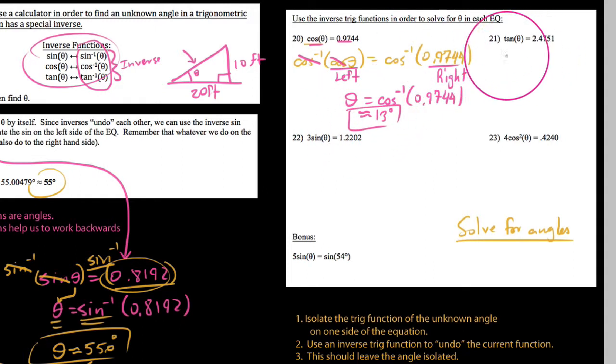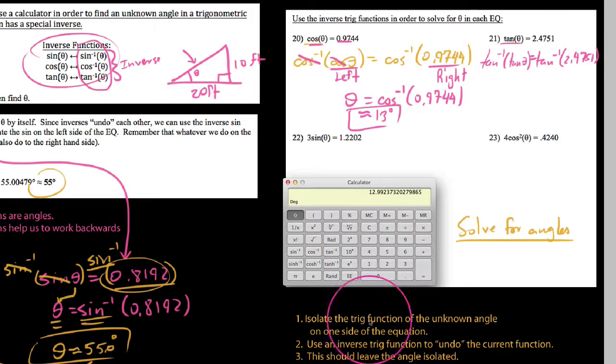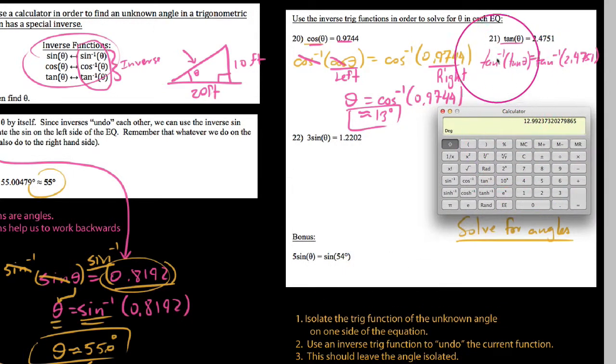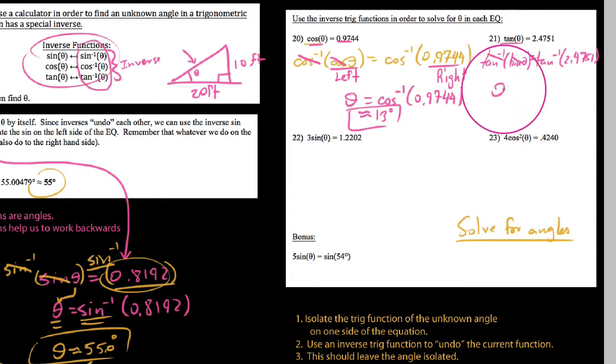Okay, and we're going to fly through these other ones here, but basically you'll notice here again, I've got tangent by itself, so we'll take the tangent inverse of tangent of theta on the left, and we'll take the tangent inverse of 2.4751 on the right. Okay, and so again, on the calculator, we have tangent inverse of 2.4751. We want the tangent inverse, so we get about a 68 degree angle. So we say theta is left by itself, and it's approximately 68 degrees.